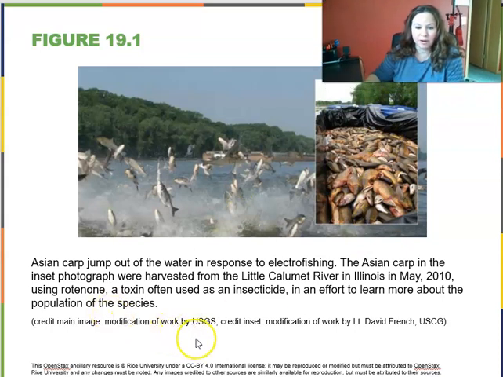So a little starter here. Asian carp jump out of the water in response to electrofishing. And the Asian carp in the inset photograph were harvested in Little Calumet River in Illinois in May of 2010, using rotenone, a toxin often used as an insecticide, in an effort to learn more about the population of this species.